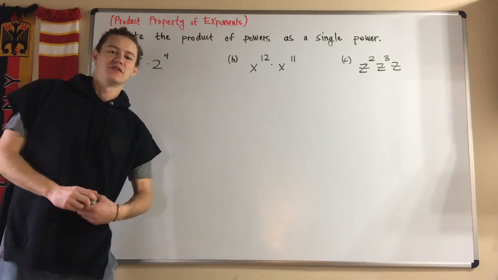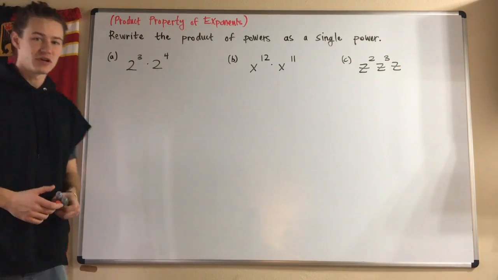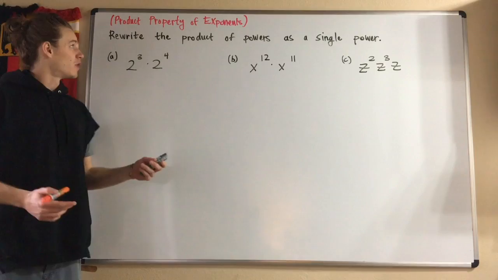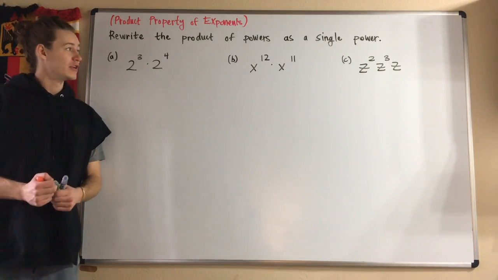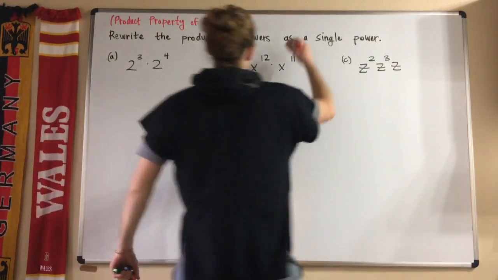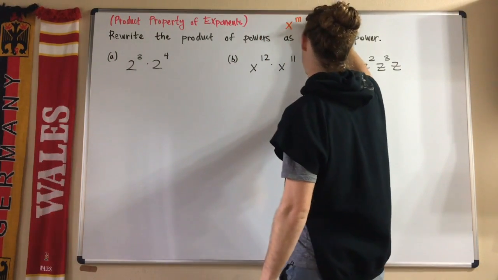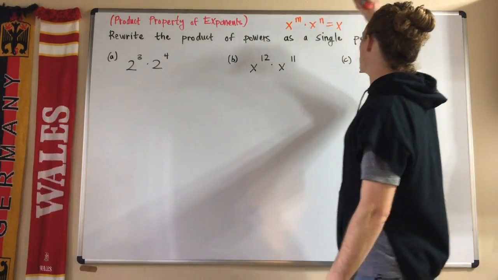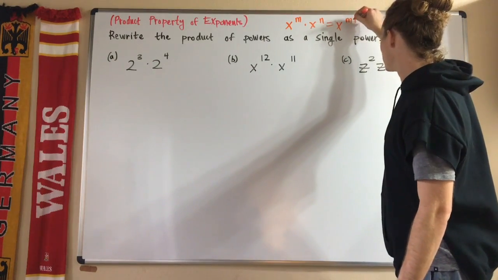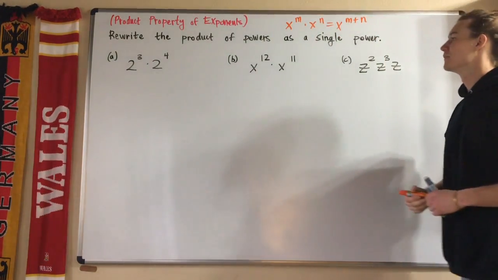The first example I'd like to do has to do with the product property of exponents. Before we do this problem, let's remind ourselves what the product property of exponents says. It says that if I have some x to the m power times some x to the n power, this is the same as x raised to the sum of m and n.